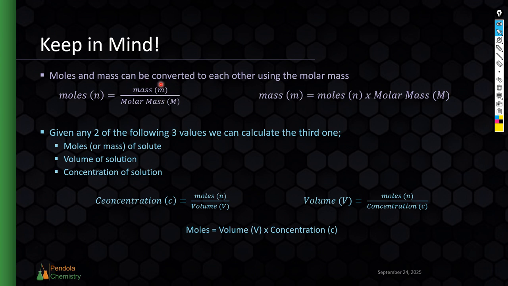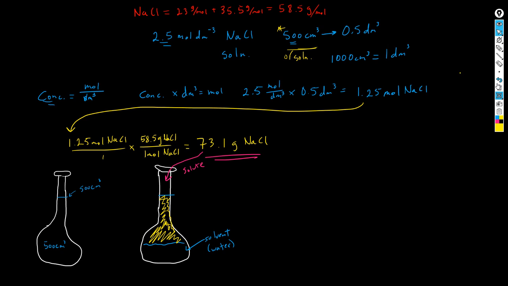If I know how much of a mass I have and I can divide that by the molar mass, I will get the number of moles. That also means I can rearrange this equation and say that mass is equal to moles times molar mass. So that's what we did earlier in that problem, right? With the sodium chloride. I'm going to bring that up again.